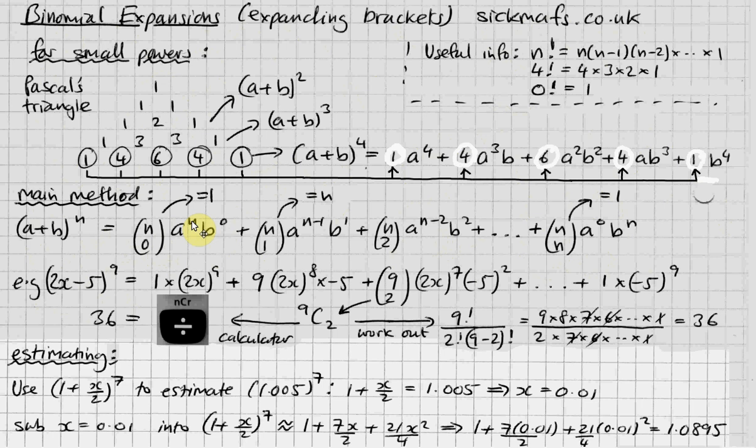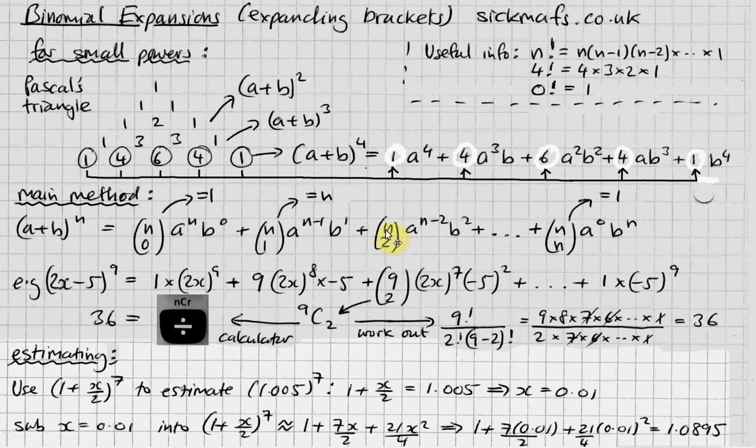A to the power n is going to be 2x to the power 9, and then, following this pattern, you get 2x to the power 9, 2x to the power 8, 2x to the power 7, and the minus 5, which is equivalent to your b, starts with no b's, then 1 b, then b squared, then b cubed, where b is minus 5, as I said. Obviously we're adding each of these elements. The second coefficient is always n, which is 9 in this case, so that's that.